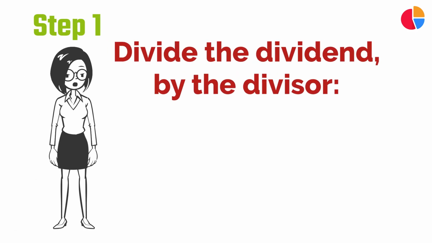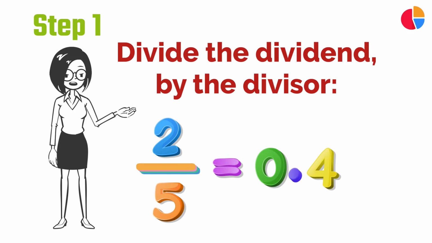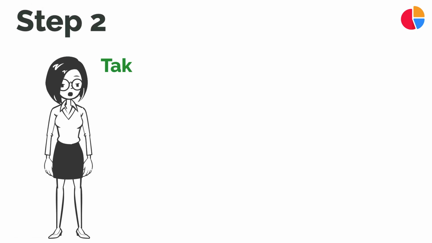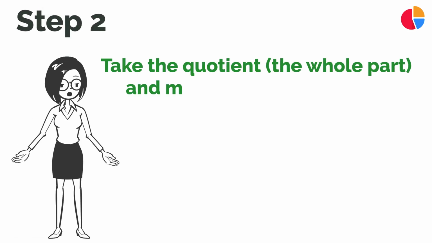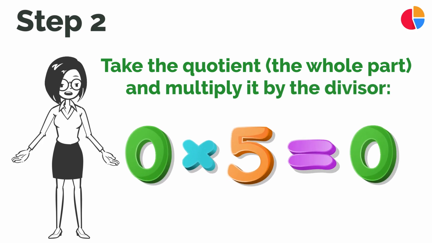Step 1. Divide the dividend by the divisor. 2 divided by 5 equals 0.4. Step 2. Take the quotient, the whole part, and multiply it by the divisor. 0 times 5 equals 0.